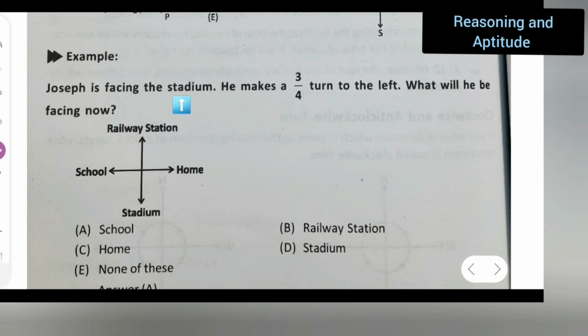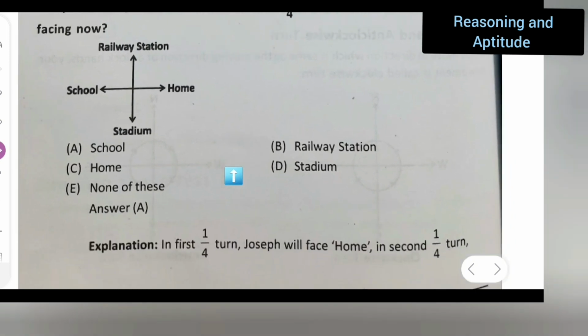Joseph is facing the stadium. He makes a 3/4 turn to the left. So everywhere it will be 1/4, 1/4, 1/4. Here it is 1/4, right? Everywhere it will be 1/4. So if he is facing towards the stadium, what is it going to be? Let us see using the example. Here I have given you all the explanation right over here.